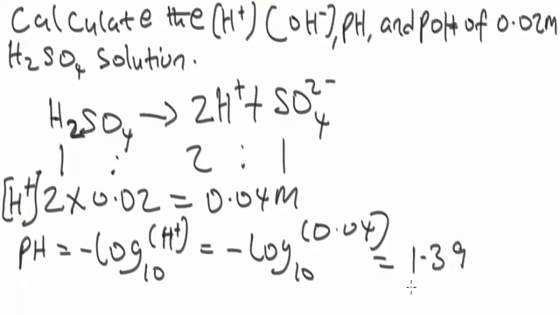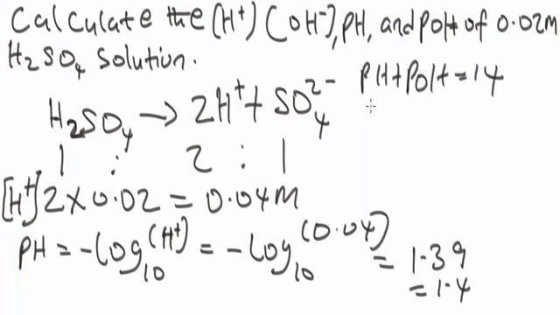Alright, if you want to leave it to one decimal place, it's going to be 1.4. So this will be the pH of this solution. Now let's get the pOH. Remember, pH plus pOH equals 14. Then input the value for the pH. We have 1.4 plus pOH equals 14.